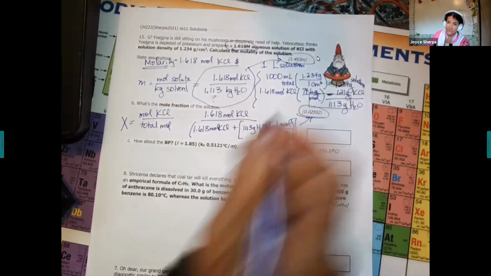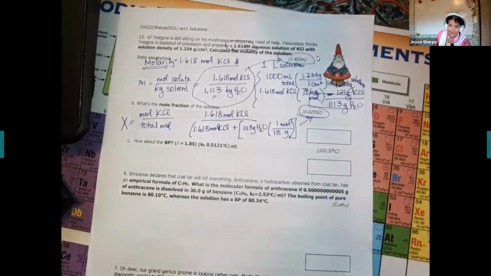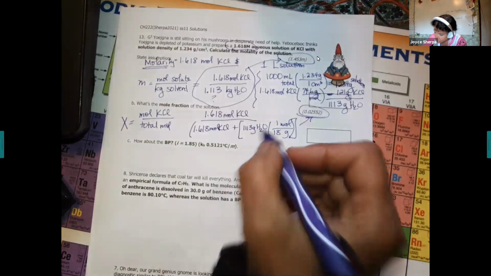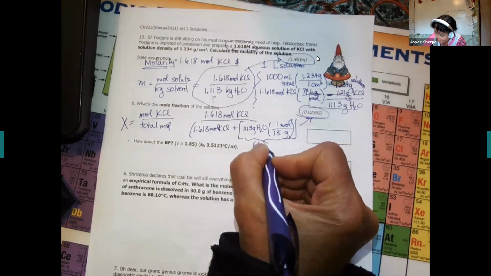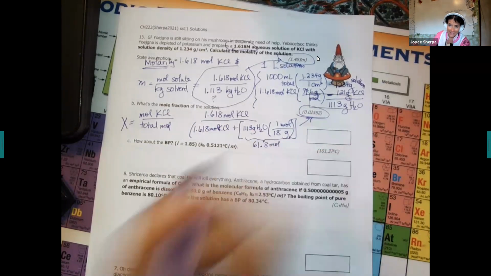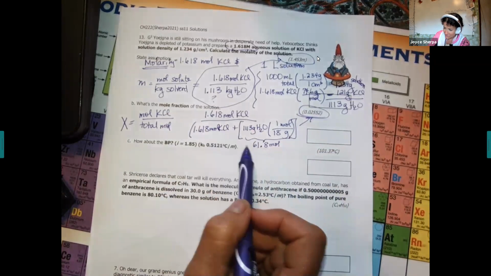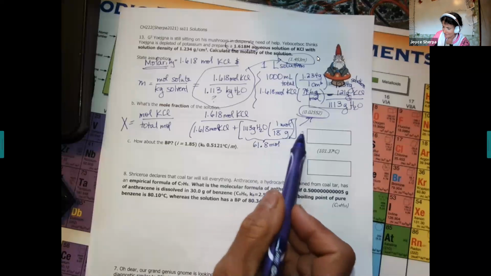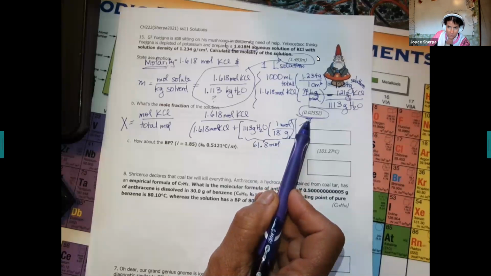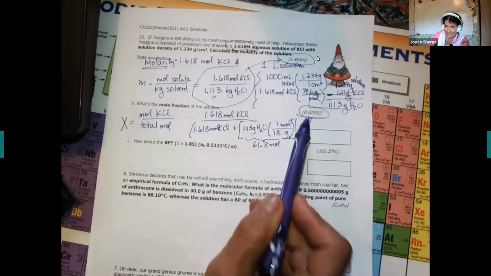And mole fractions are always less than 1 because it's the total of the two. If you actually figured this out, this comes out like 61.8 moles. Comparing moles, it's such a huge difference. This is like 1.6 and this is 61.8. And so that's why this mole fraction comes out so tiny.